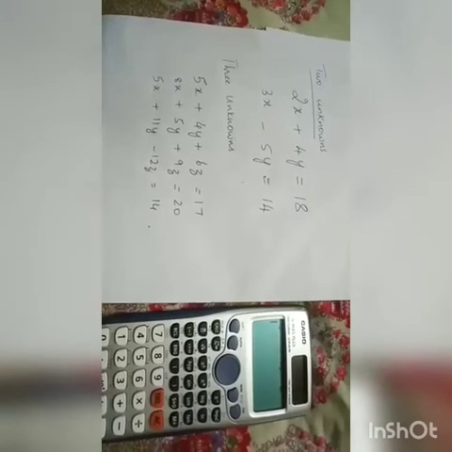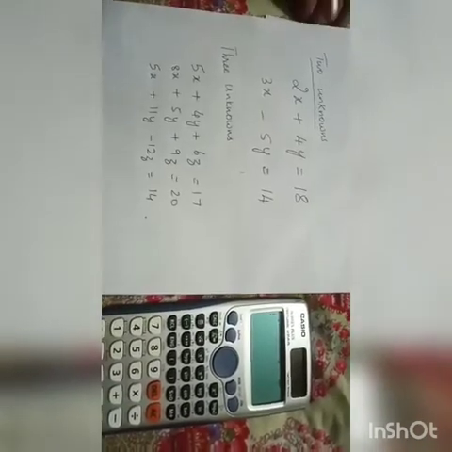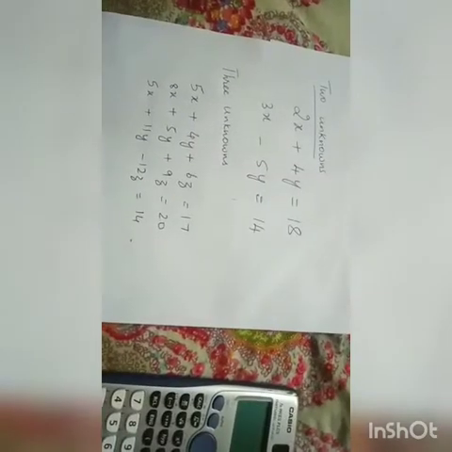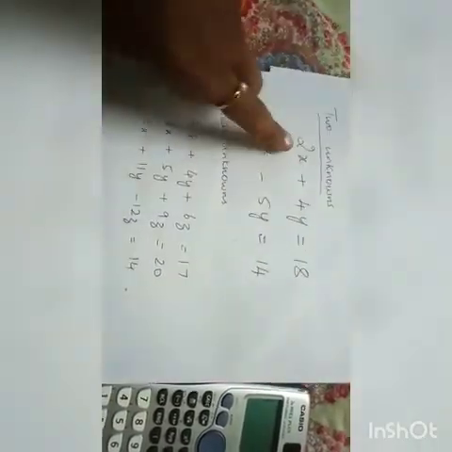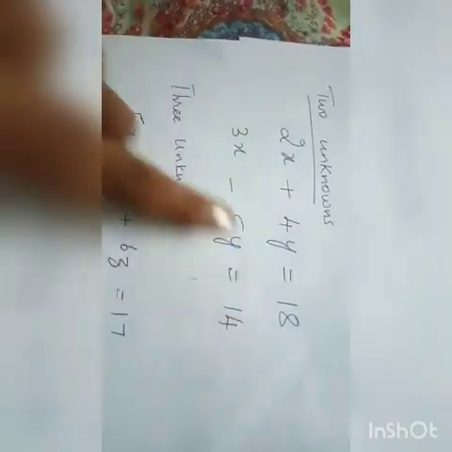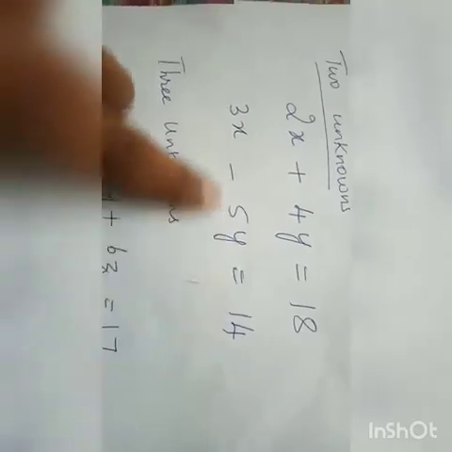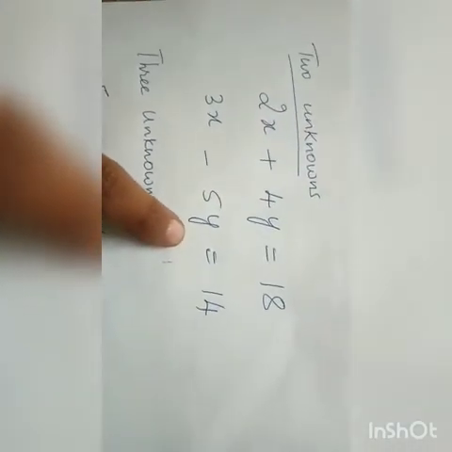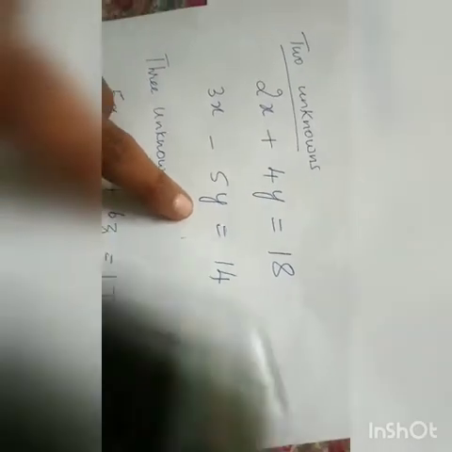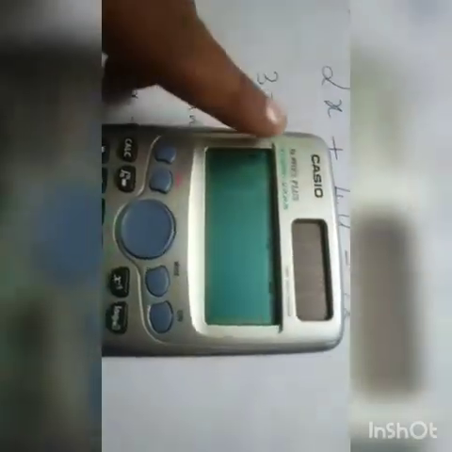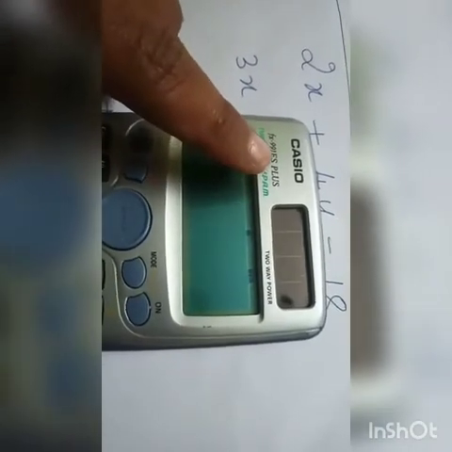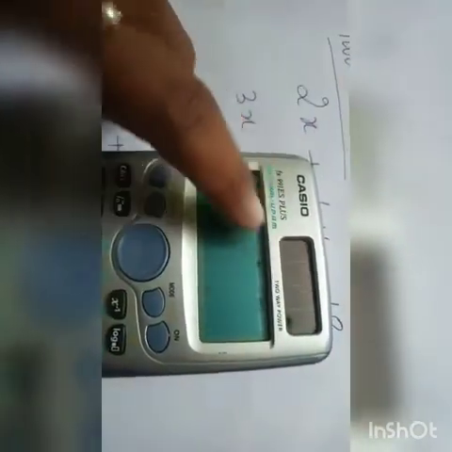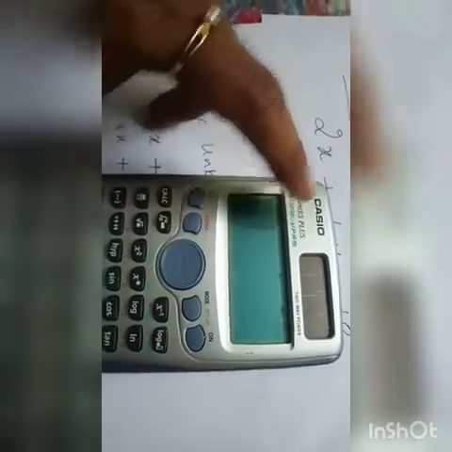I am going to teach you how exactly you are going to solve two simultaneous equations. For example, I have 2x plus 4y equal to 18 and then 3x minus 5y equal to 14. Now, how do we solve the same equations using a calculator? First I am going to show you using the Casio fx-991ES Plus. So just note how to solve it using this calculator.